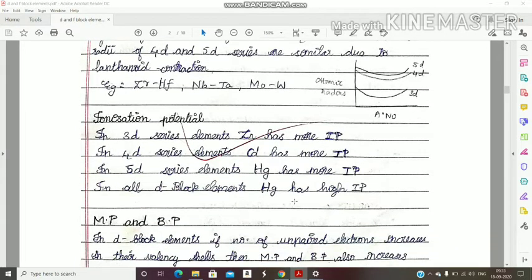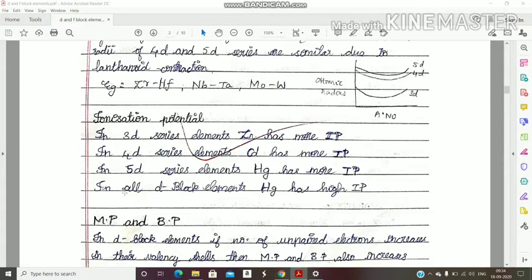We know that if atomic size increases, ionization potential decreases. In 3D series elements, zinc has more IP. Why? Because zinc has outermost configuration of 4s2 and 3d10. That means all are having paired electrons, and 3d10 means a completely filled configuration, so it will be more stable. Because it is very difficult to remove the electron from stable configuration elements.